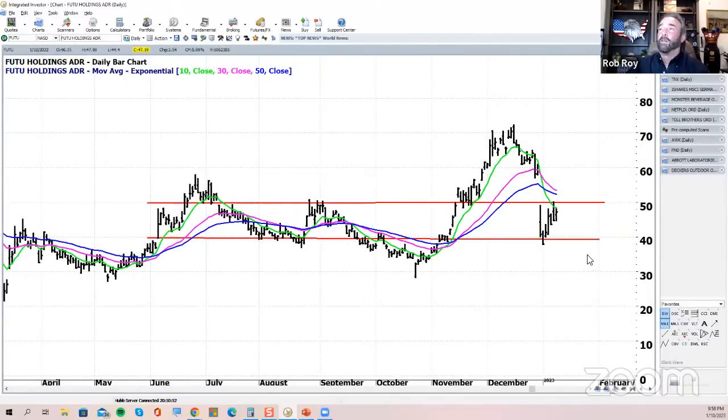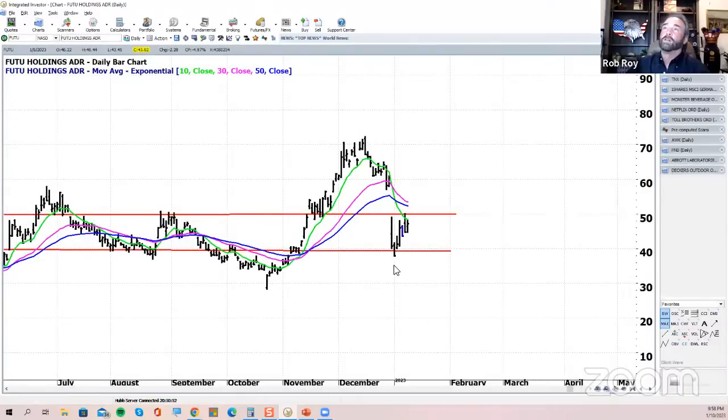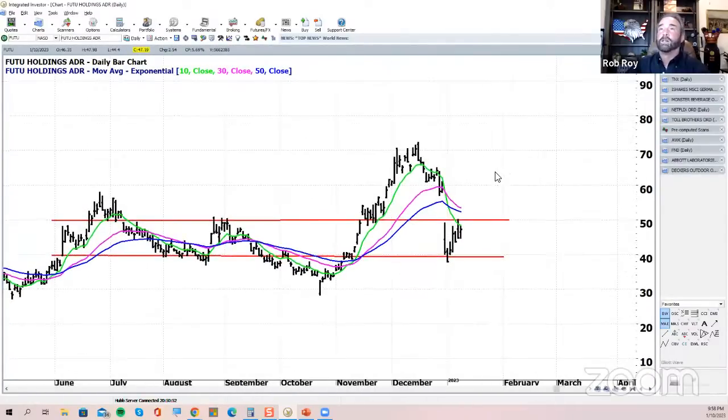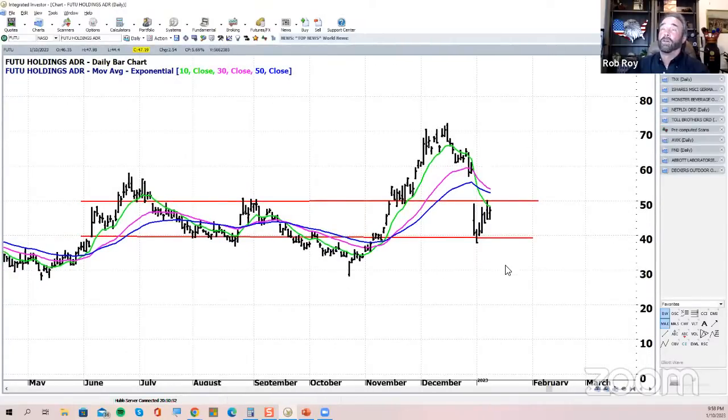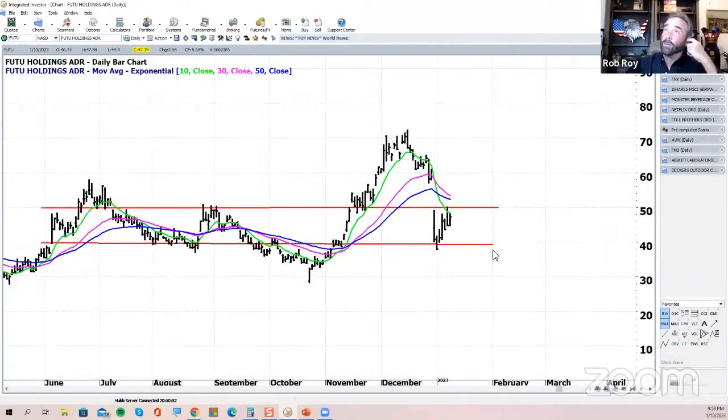But look at all the support there at 40, at 35, at 30. So all between 30 and 40, there's tons of support, which led it to this bounce, but now it's at resistance. It's been range bound before. Maybe it does that again. Maybe it bounces between 40 and 50. But to go short, I think you've got to break 30, and that's a long ways away.